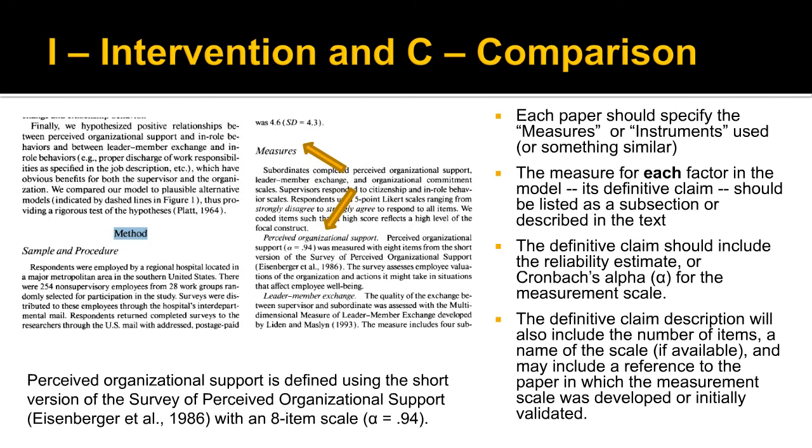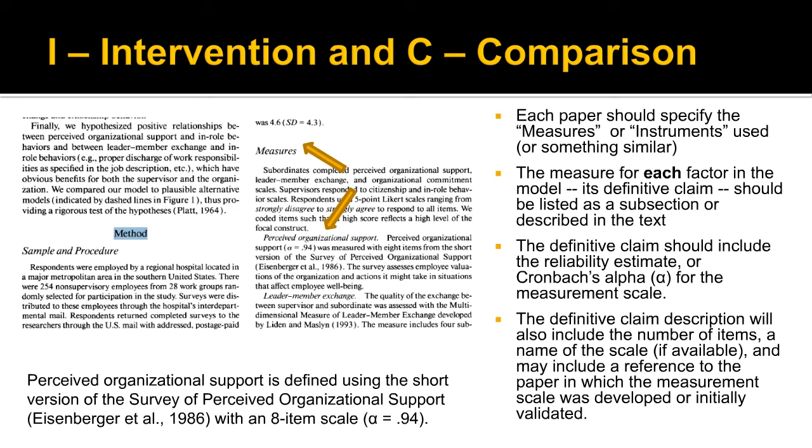Locating the intervention and the comparison comes next. The method section includes a subsection entitled measurements, or measures, or instruments, or observations, or other forms of measurement. The measure for each factor is listed independently. This provides a definitive claim for that factor. A definitive claim includes a reliability estimate, otherwise called a Cronbach's alpha, in order to show the reliability of that measurement scale.